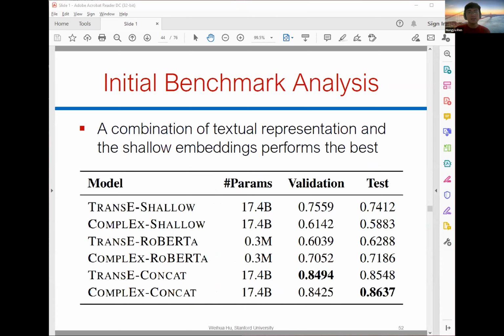And in this initial benchmark analysis, we find that combining the textual representation and the shallow embeddings actually performs the best, where we can achieve more than 10% performance improvement over only learning a shallow embedding matrix or only using the Roberta features.